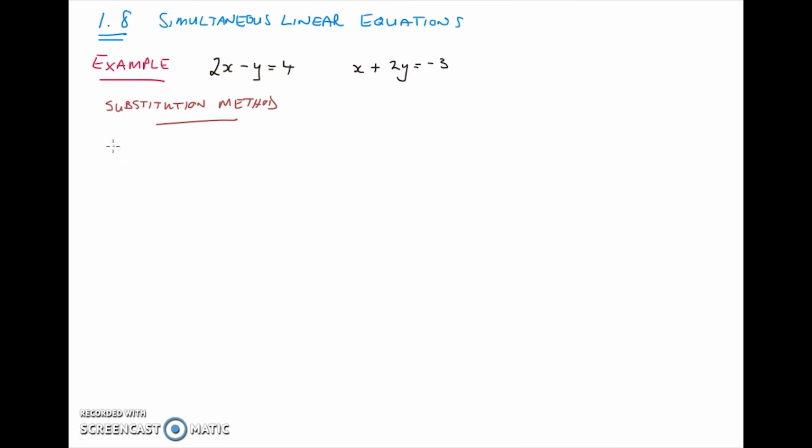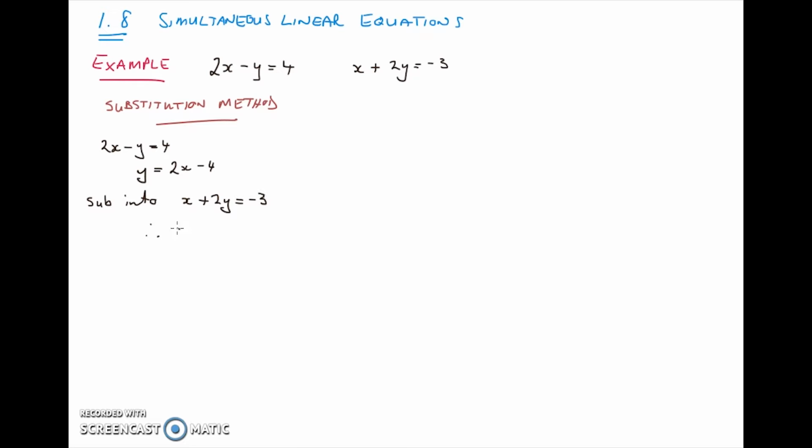Now with the substitution method, what we need to do is rearrange, if need be, the equations so that we have one variable equal to an expression involving the other variable. In this case, we'll rearrange the first equation so that we've got y equals 2x minus 4. We can then substitute that expression for y into the other equation, x plus 2y equals negative 3.